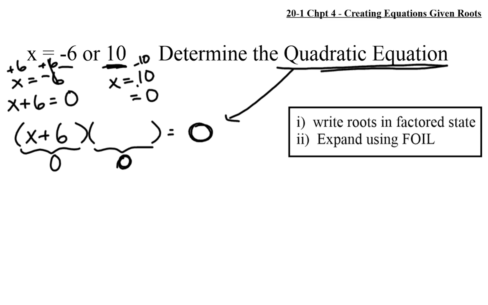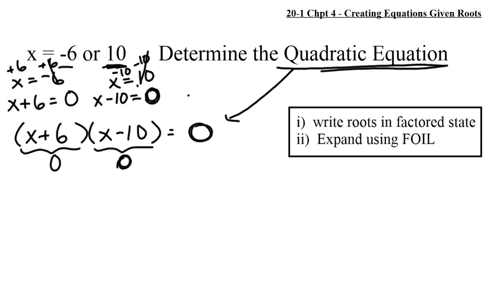How do I do that? Subtract 10 gives us our 0. Subtract 10 here, and we get x minus 10. So there's your second factor. So we're just doing everything backwards.